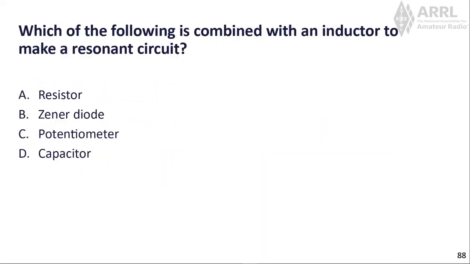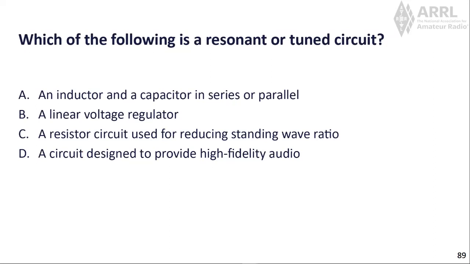Practice questions. Which of the following is combined with an inductor to make a resonant circuit? You need two things, a capacitor and an inductor. So the correct answer is D, capacitor. Which of the following is a resonant or tuned circuit? And the answer is A, an inductor and a capacitor in series or parallel.